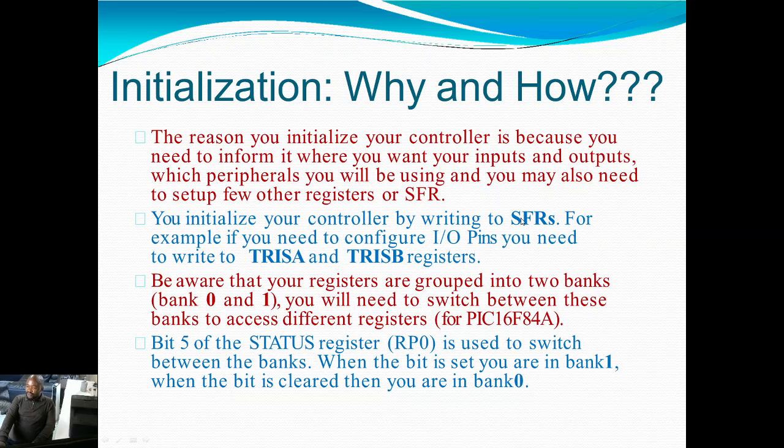And now, to access special function registers, remember we have two banks, bank 0 and bank 1. We must switch between the banks, ensure that we are in the correct bank so that we can access the correct register. If we want to access the TRIS register, we must switch to bank 1. If we want to access the port register, we must switch to bank 0, and so on. Right. And then bit 5 of the status register is the one that we use to switch between the banks. When that bit is set, it means we switched to bank 1. When that bit is cleared, it means we switched to bank 0.